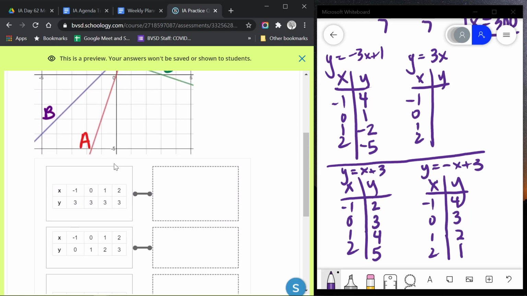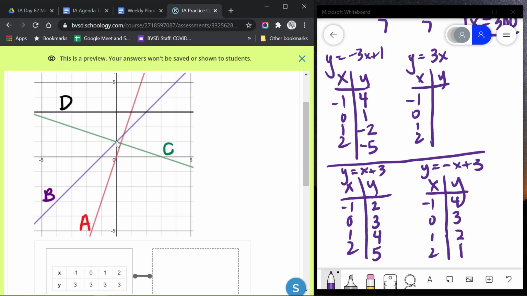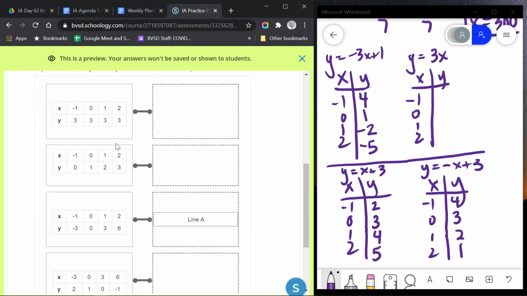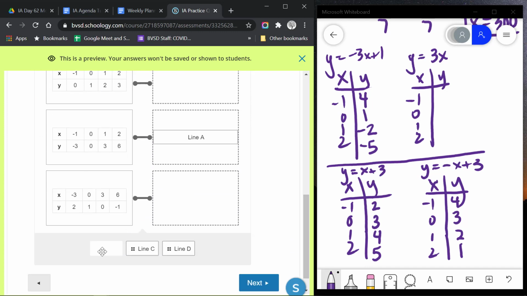Now let's look at line B. Okay, so I've got 0, 1, and 1, 2. That's right there. So that must be line B.